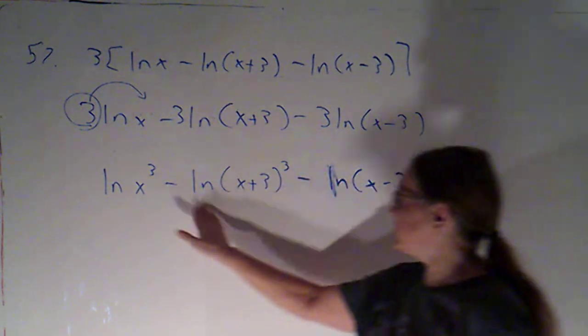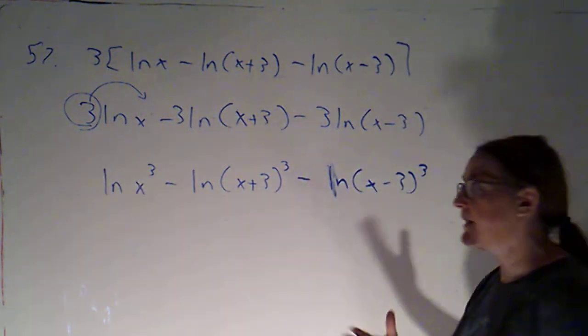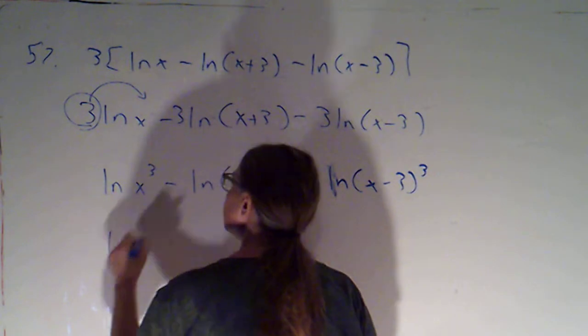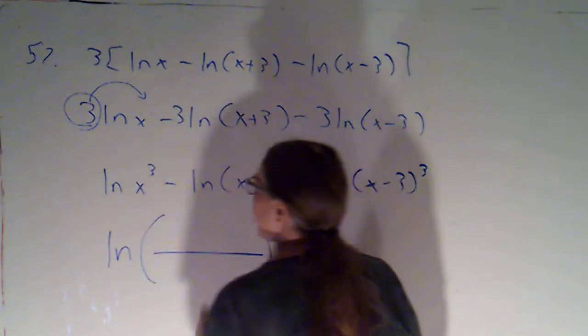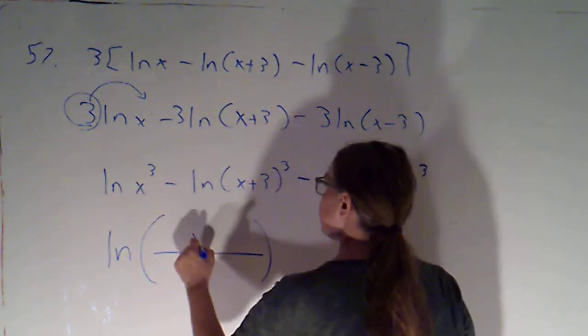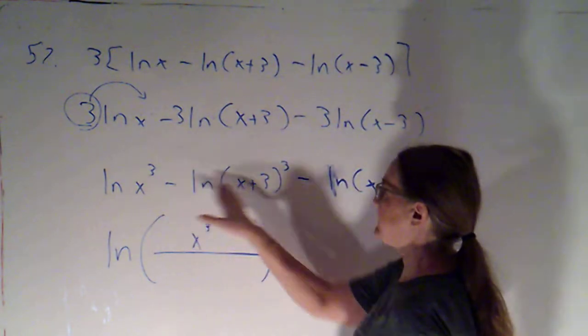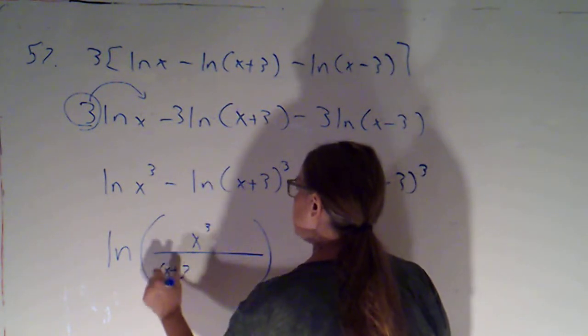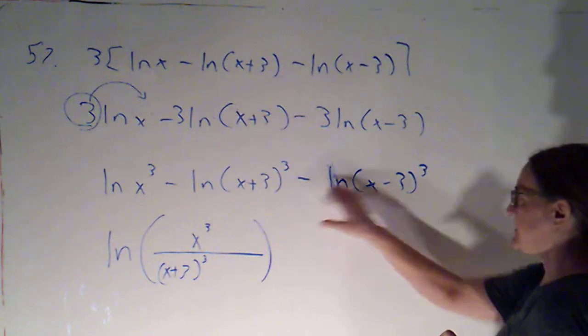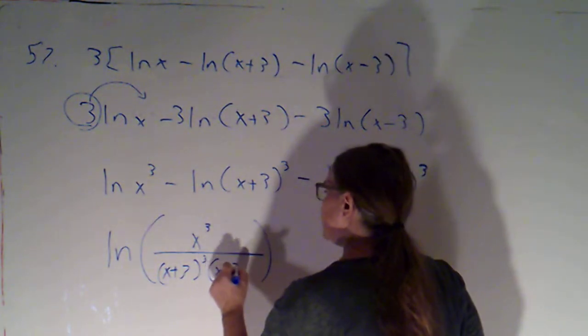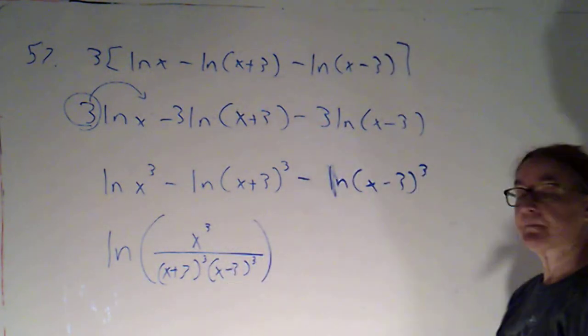Now that the coefficient in front of all of my logs is 1, I can consolidate this into a single log of a fraction. The x cubed goes on top. Since that's negative, the x plus 3 cubed goes on bottom. And since that's negative, the x minus 3 cubed also goes on bottom.